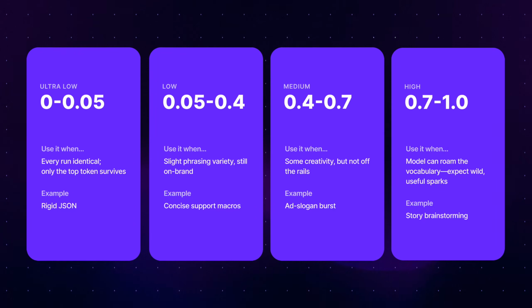High, 0.7 to 1. Now we're getting spicy. This is where you get fun ad copy, brainstorms, story ideas. Less predictable, but way more playful. And then of course there is the "should we be doing this" zone, from 1 to 2. But honestly, you're probably not gonna use it, unless you're looking for slam poetry.